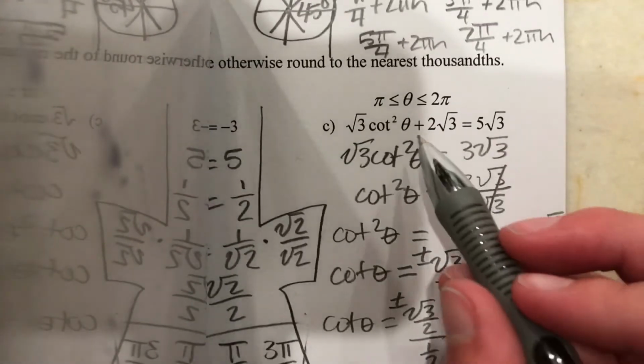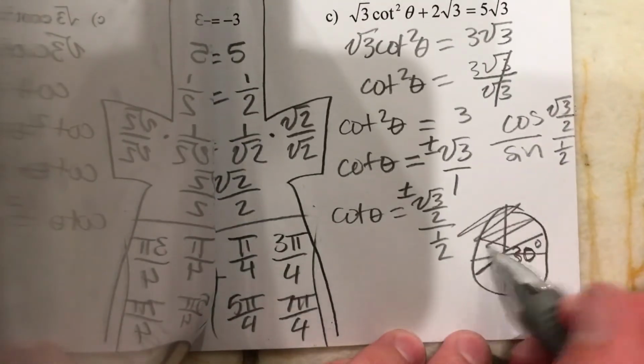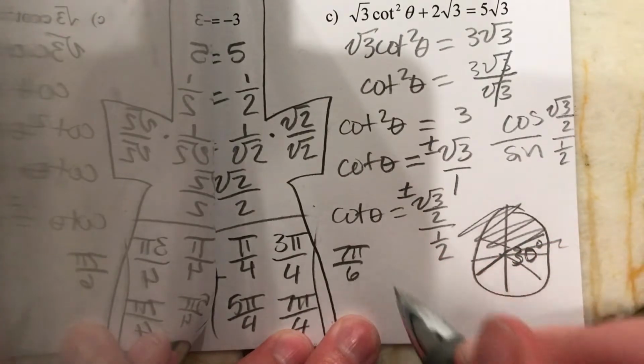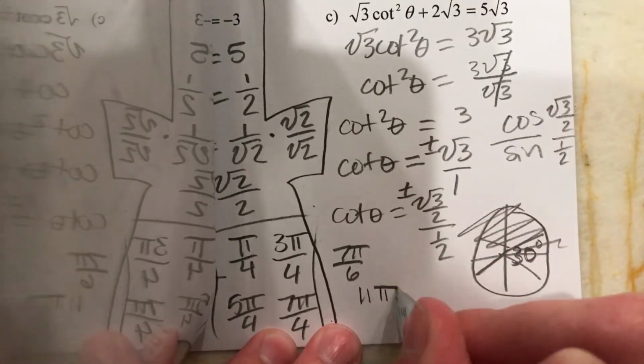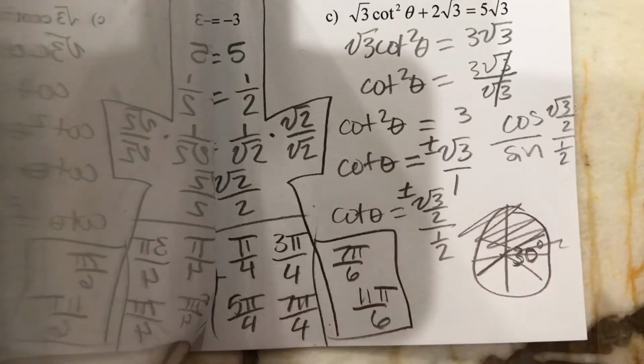But since there's a domain restriction, cross off the top. So then that only leaves you with 7 pi over 6 and 11 pi over 6. No 2 pi n because of the domain restriction.